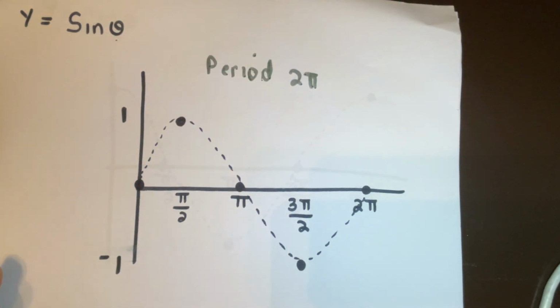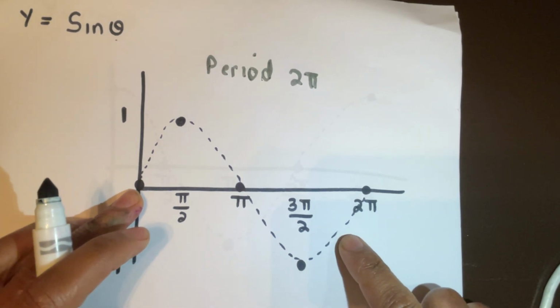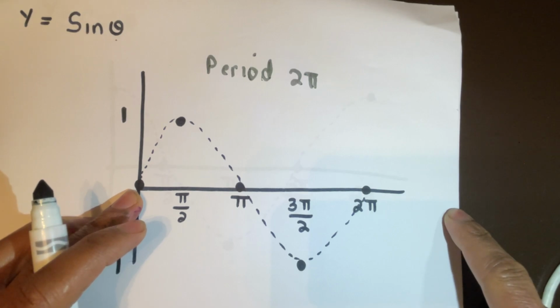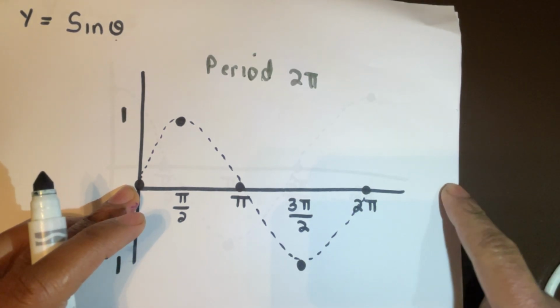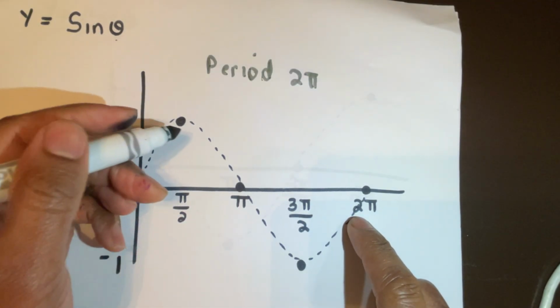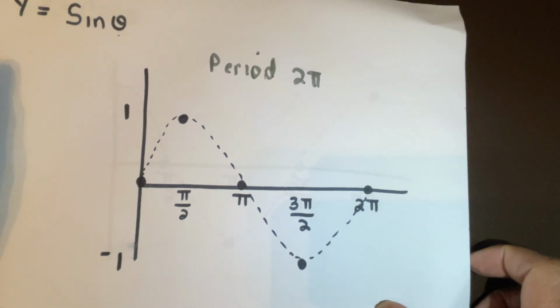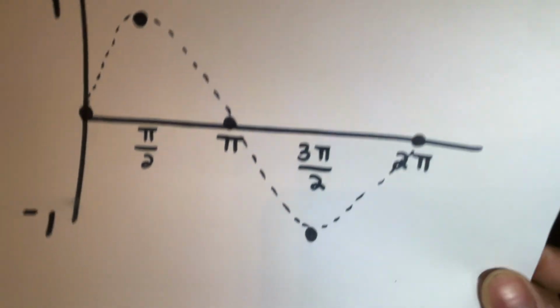So every time you increase by 2 pi, you're going to see this exact same graph. So from 2 pi to 4 pi, you will see this graph. From 4 pi to 6 pi, you will see this exactly same graph. So that's what it means to be periodic. Now the cosine looks a little bit different.